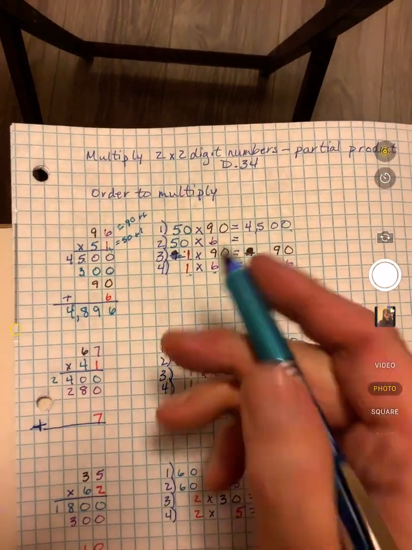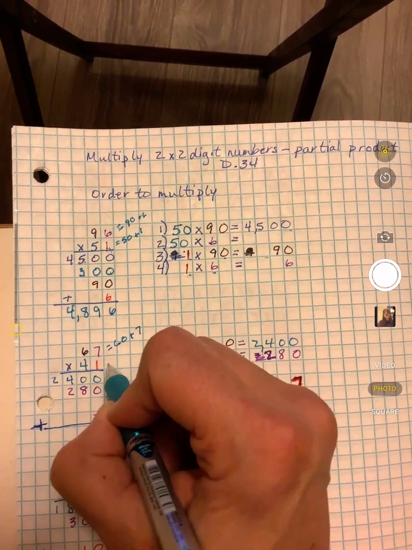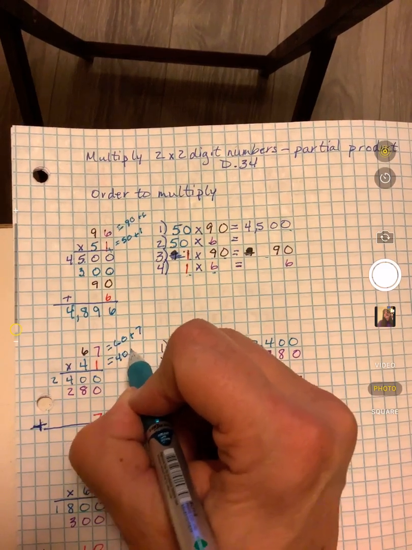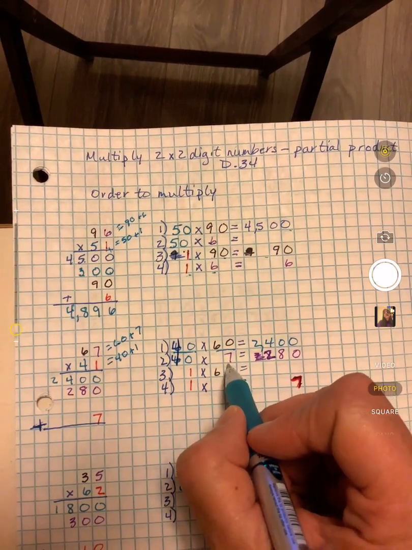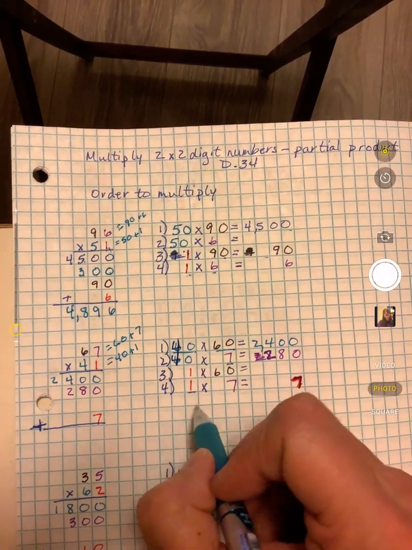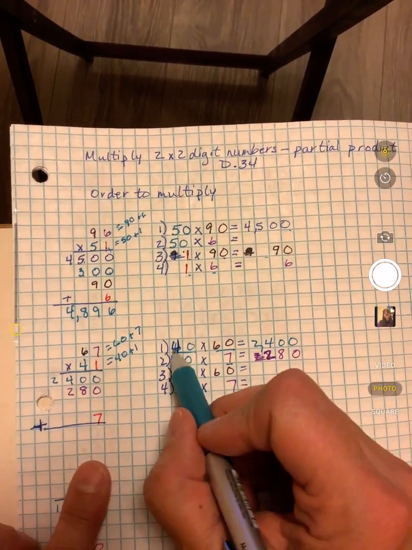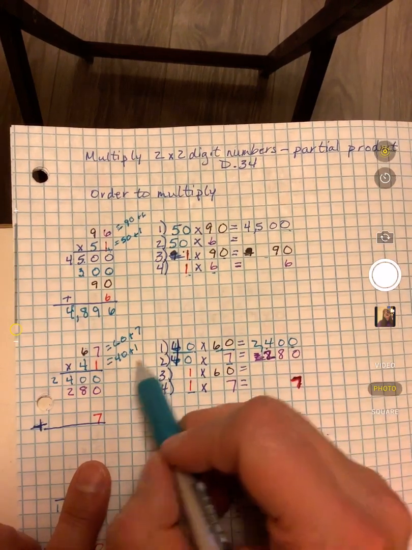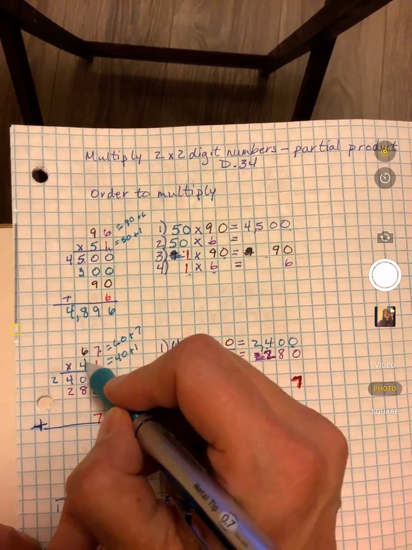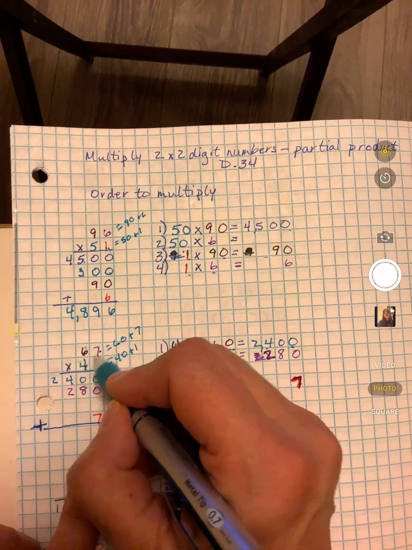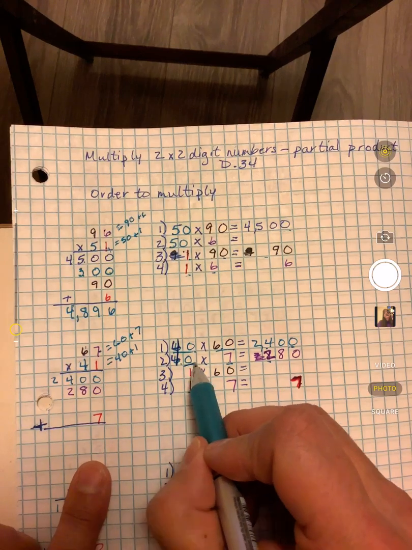Okay? So remember, this is really 60 plus 7, 40 plus 1. So that's where I got the 40 from. That's where I got the 60 from, the 7 and the 1. Okay? So we start with 40 times 60. 4 times 6 is 24, and we add 2 zeros. Then we go to 40 times 7. So take this one first and go straight up and then to the side. 4 times 7 is 28, and then we add 1 zero.